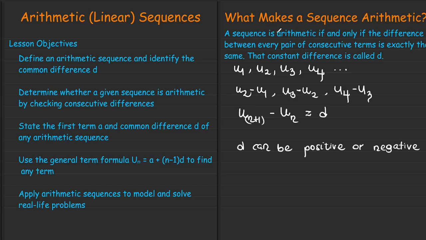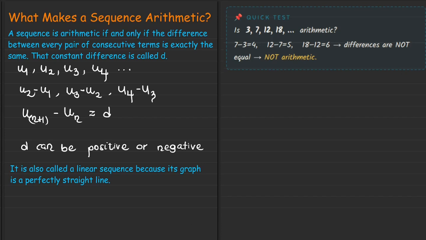We are calling an arithmetic sequence a linear sequence because its graph is a perfect straight line. Take note of that. If you graph out an arithmetic sequence, you get a straight line, a perfect straight line for that matter. So here's a quick test for you. We have 3, 7, 12, and then 18. Let me know in the comment section if this is arithmetic.